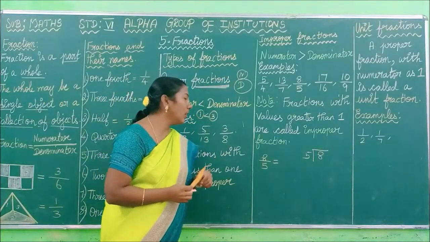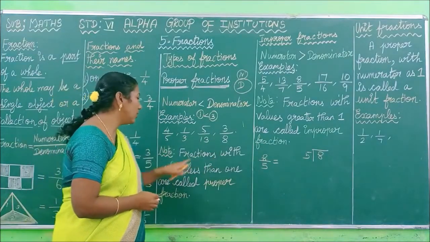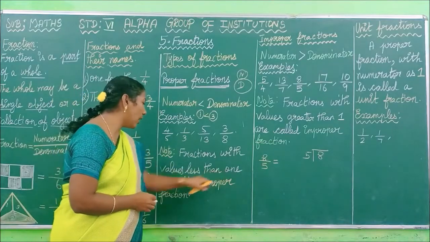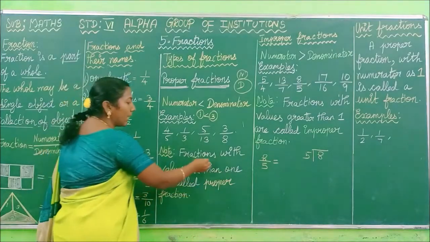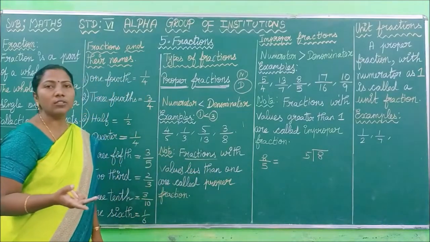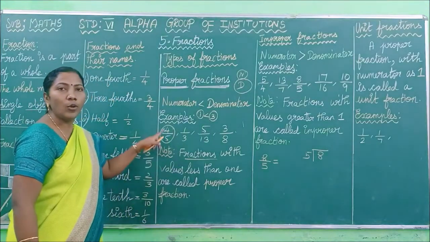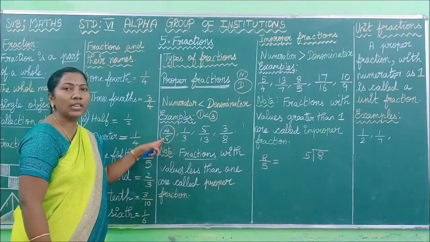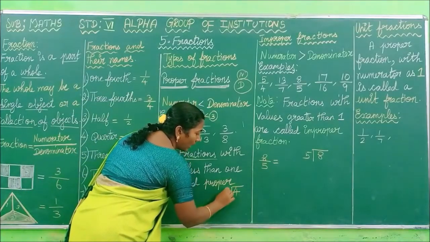Do you understand, children? Okay. Next, see an important note. Fractions with values less than 1 are called proper fractions. We are calling the fractions with values less than 1. How can you say the values are less than 1? Take one example, 4 by 5. Now I am going to prove the value of 4 by 5 is less than 1. See here, 4. I am dividing the 4 by 5.